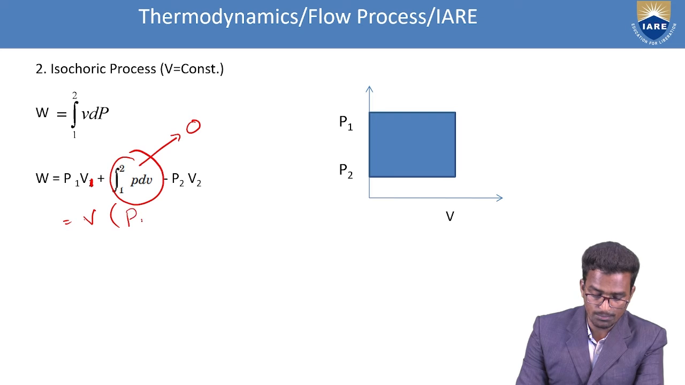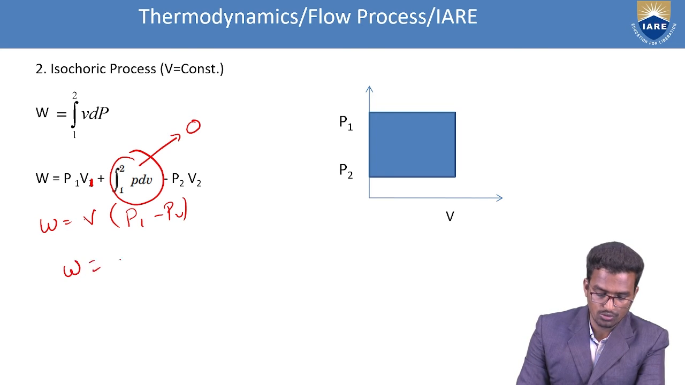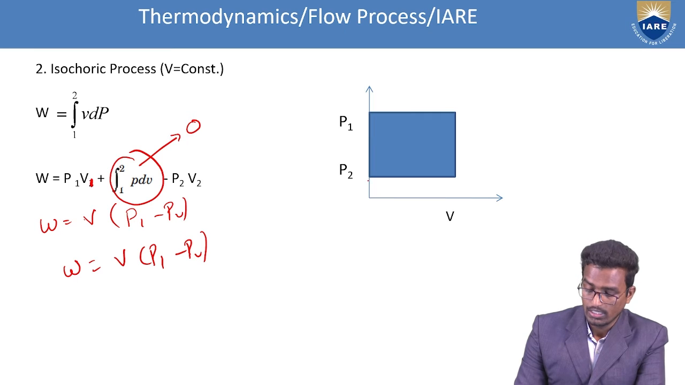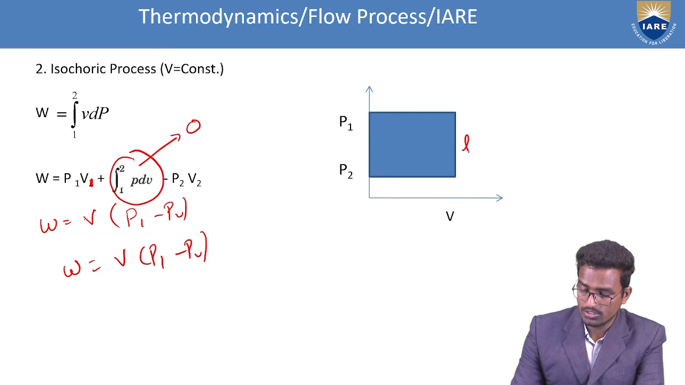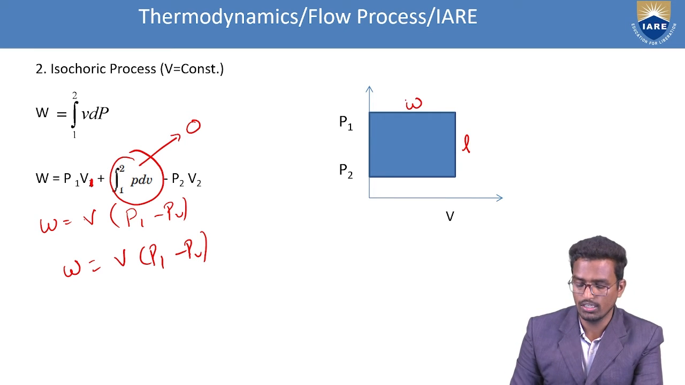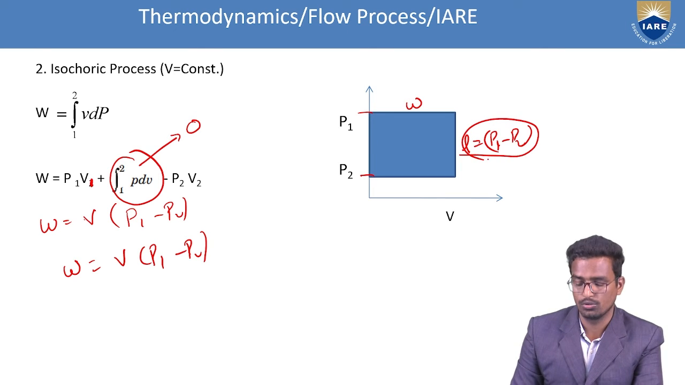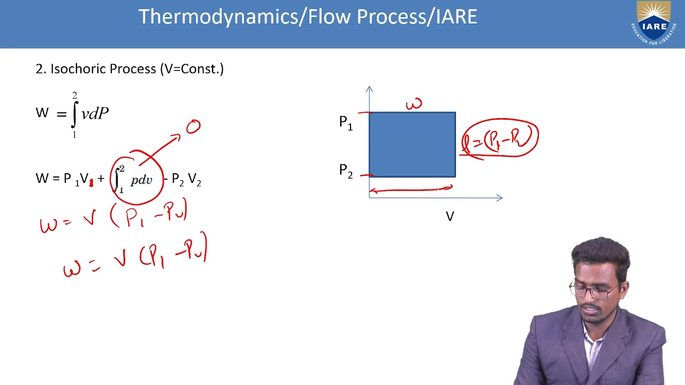But the pressure is varying from P1 to P2. So what is the work done? Work done is equal to V into P1 minus P2, right? From the diagram also we can say this is the length and this is the width. What is the length? Length is equal to P1 minus P2, that means this is the highest, this is the lowest. What is the width? Width is from here to here, it is V.